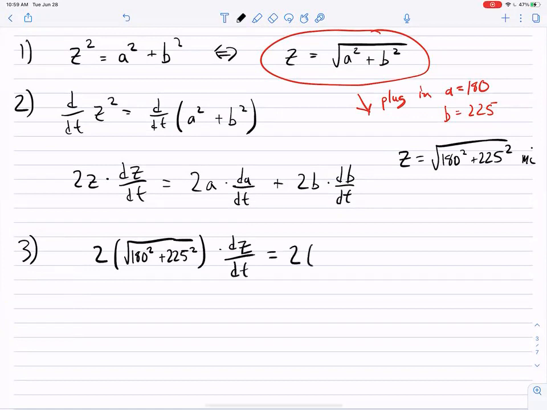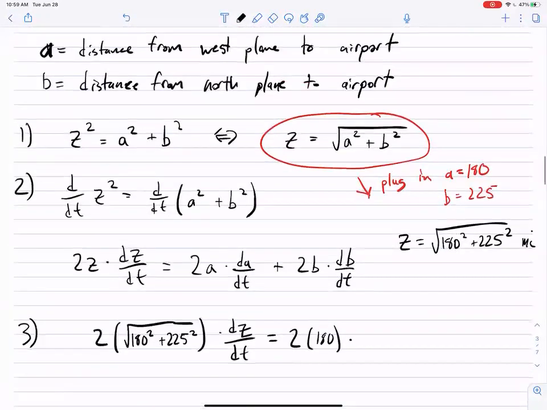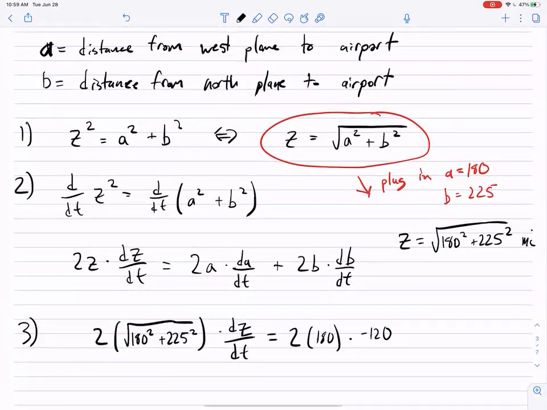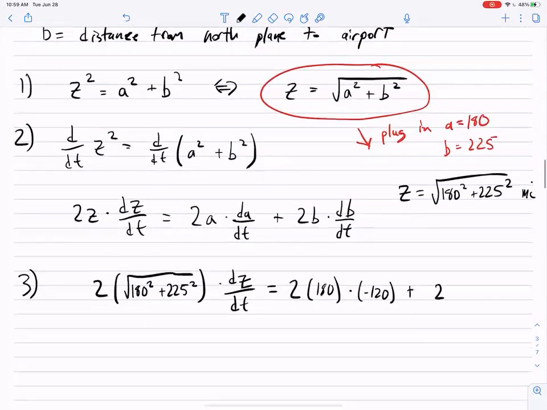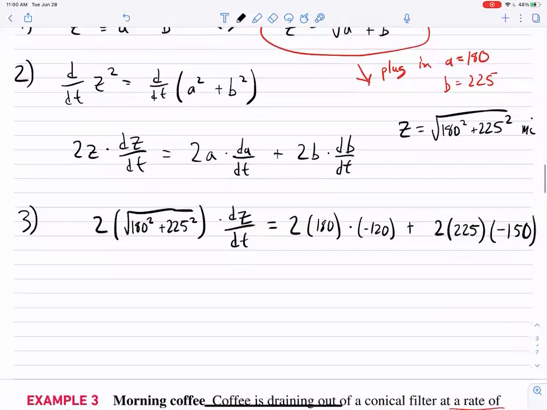Well, a is 180, so 2 times 180 times dA dt, which we said is negative 120 miles per hour, but I'll just write negative 120, plus 2 times b, which is 225, and then times dB dt, which is negative 150. So that's just plugging in everything. And now we can just solve for dz dt.